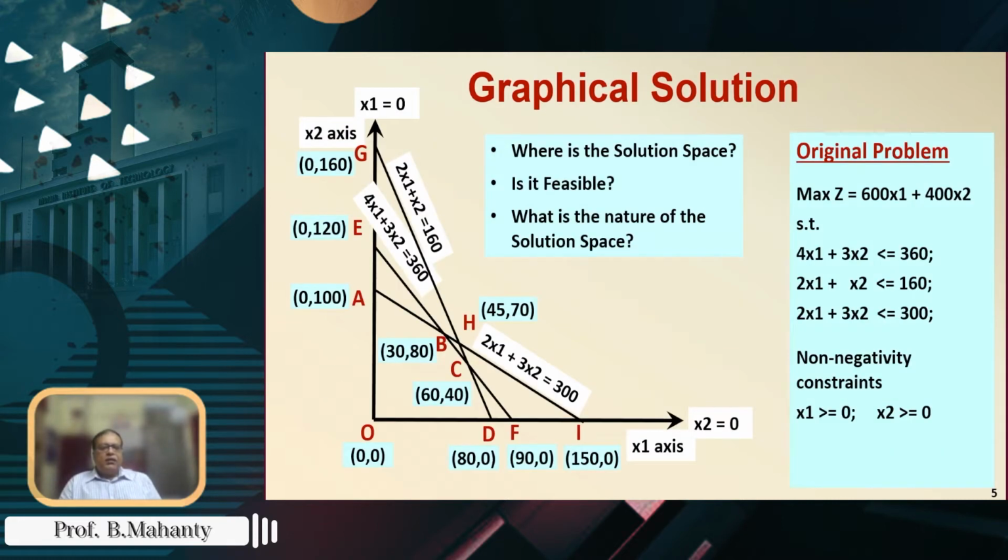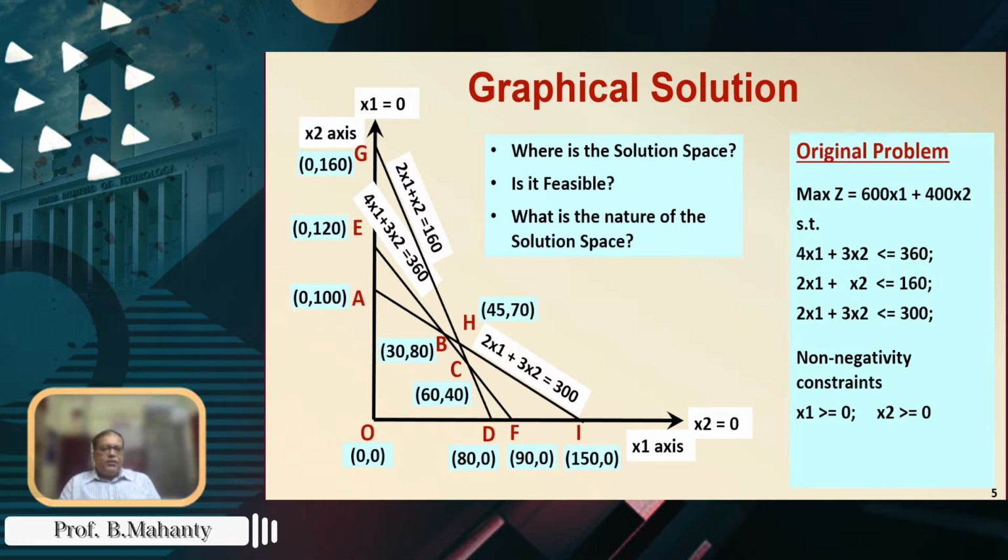So a very quick graphic solution to the problem will be like this. So these are the equalities represented by the lines. 2x1 plus x2 equal to 160 is one such line between the point G and point D. 4x1 plus 3x2 equal to 360 is the second such line, that is between point E and point F. And 2x1 plus 3x2 equal to 300 is the third line between point A and point I.